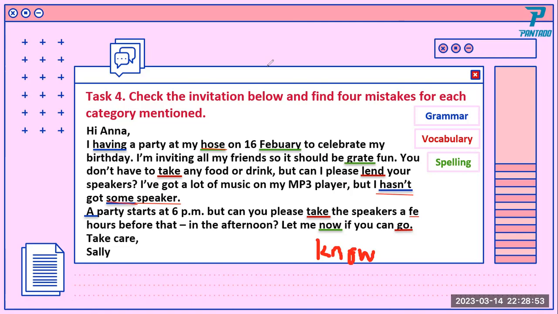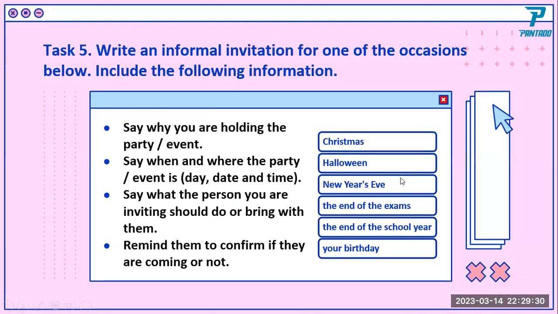Okay, and the word great is this one. February, that one, post that one. Okay, so here, this is went. Okay, Lynn, you understand? So these are some of the mistakes.